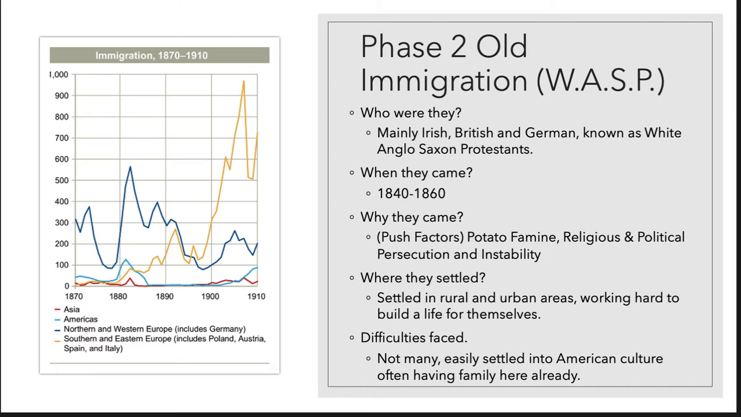Why did they come here? These are going to be the push factors, okay? The Irish potato famine, religious and political persecution. That's going to create instability in their home countries, pushing out the Irish, British, German. Where did they settle? They're going to kind of settle all over the board, all right? They're going to settle in rural and urban areas. And the goal really was to work hard to build a life for themselves. Coming here to start a new life was the goal.